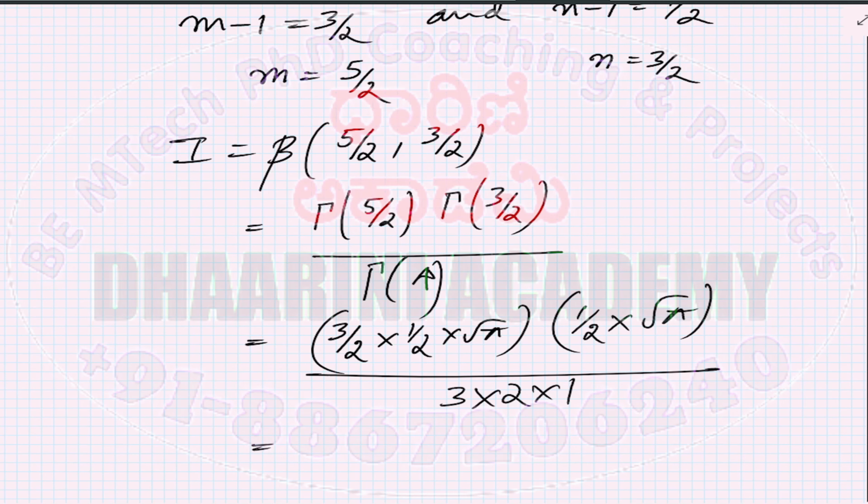Okay, now we'll simplify this. The root pi into root pi becomes pi, and 3 into 2 is 6. 2 into 2 will cancel with that, and we have a 3 in the numerator, so this becomes 3 pi divided by 2 into 2 into 2 into 2. This is 3 pi by 48, so 3 will cancel with this, giving pi by 16. All right, so the answer of the given integral is nothing but pi by 16.